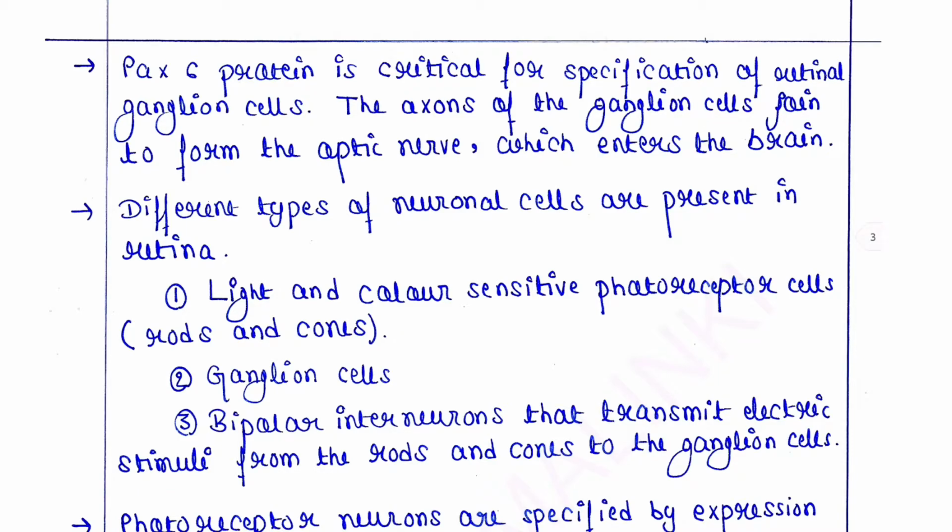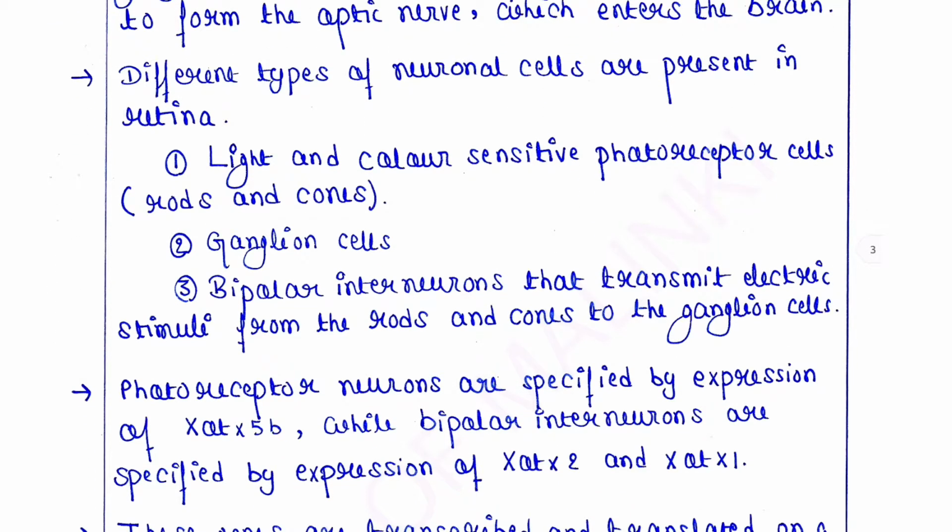Different types of neuronal cells are present in the retina. Three types of neuronal cells we will see in the retina. First is the light and color sensitive photoreceptor cells, those cells are rods and cone cells. Second is ganglion cells. Third is bipolar interneurons that transmit electric stimuli from the rods and cones to the ganglion cells.